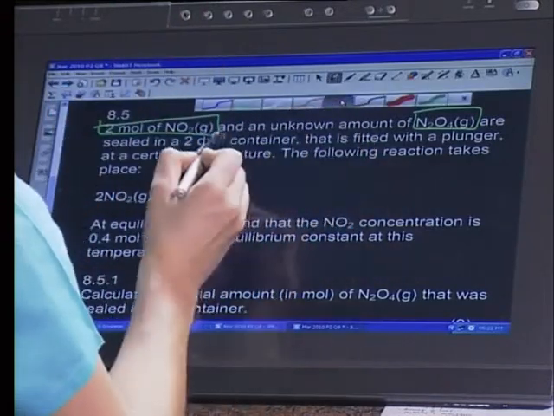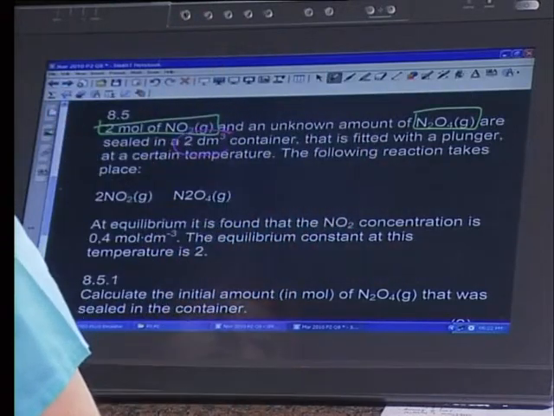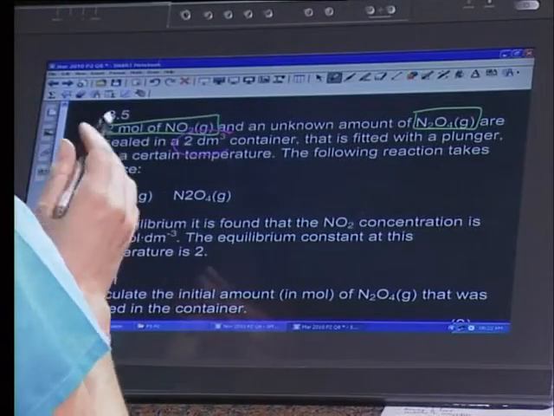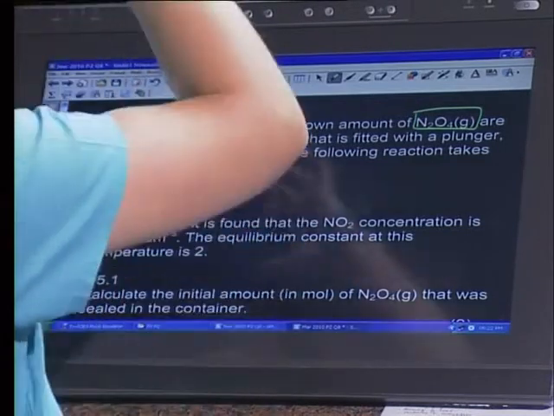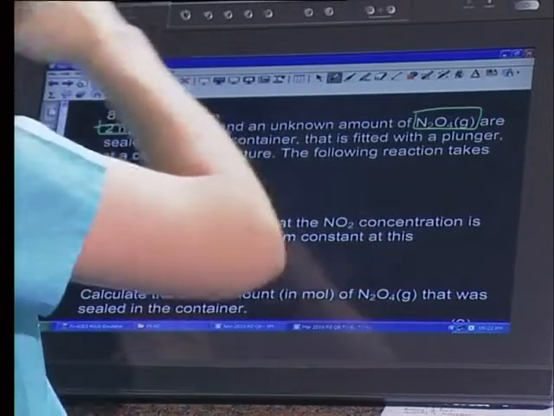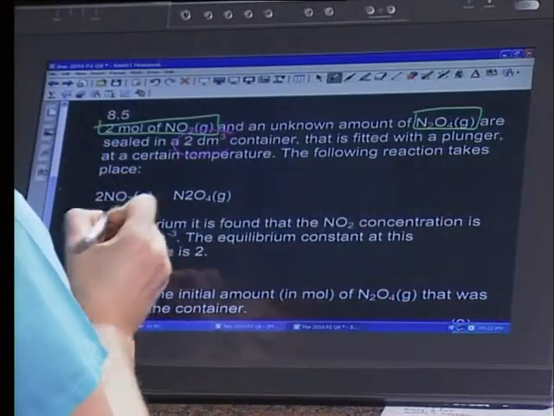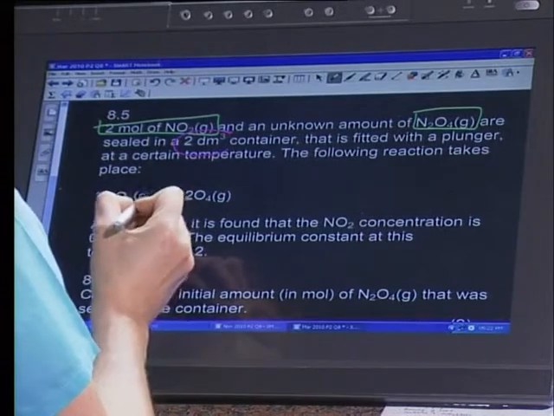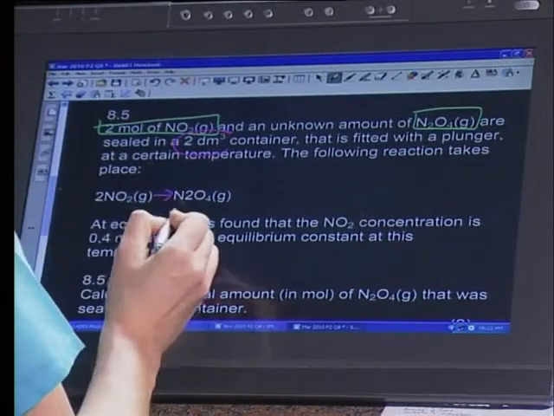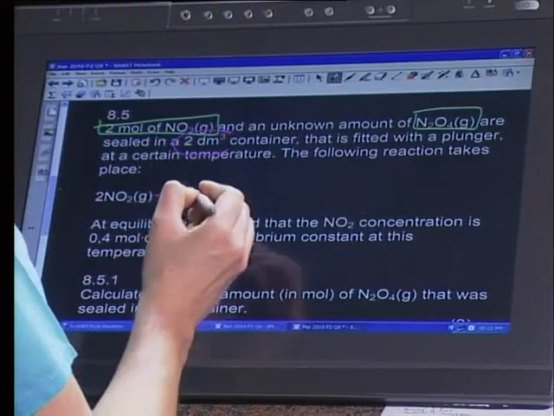Now the volume for my container is 2 cubic decimeters, and it is fitted with a plunger at a certain temperature. Now remember, a plunger is like a syringe. When you press it, it's going to increase the pressure on the inside, and then the following reaction takes place. We see that the NO2 changes into N2O4. Let's just change our subscript over there.